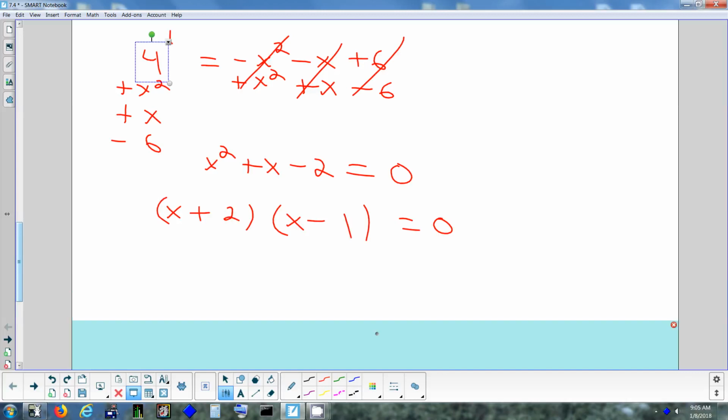Perfect. All right, so now we factored it. And now we have to do something with each of these factors. The x plus 2 and the x minus 1. Anyone remember what we do with each one of those?